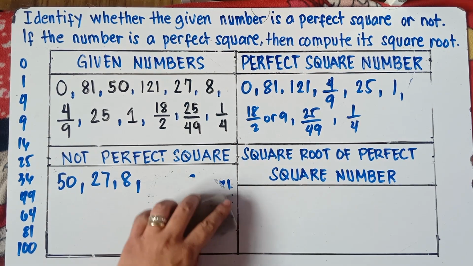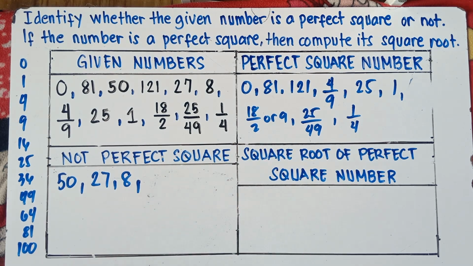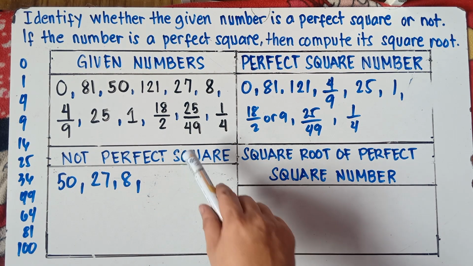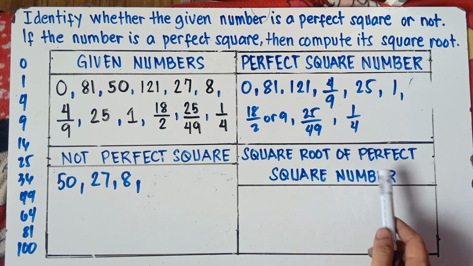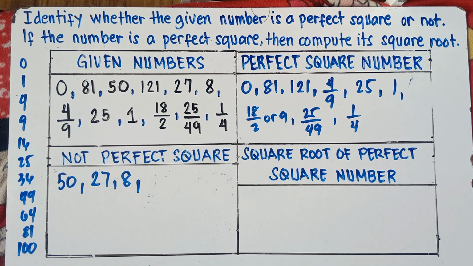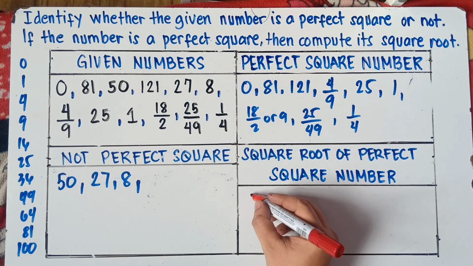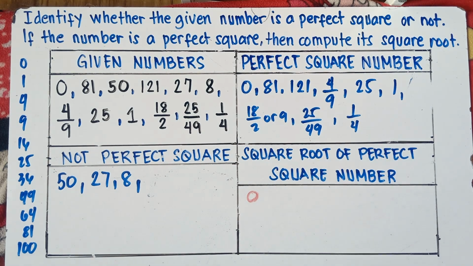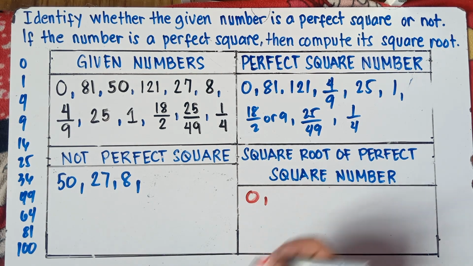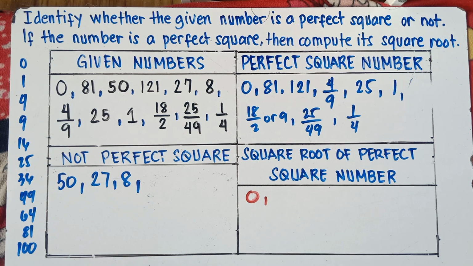Alright, so in this scenario, class, we have the given numbers, the perfect squares, and these are not perfect squares. So we need to get the square root of the perfect square numbers. So our answer, let's start with 0. The square root of 0, of course, is 0. The square root of 81 is 9, because 9 times 9 is 81.